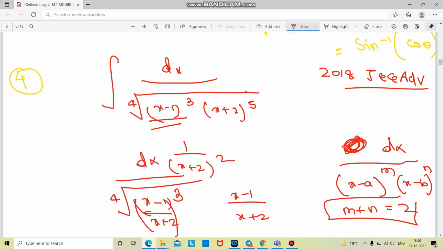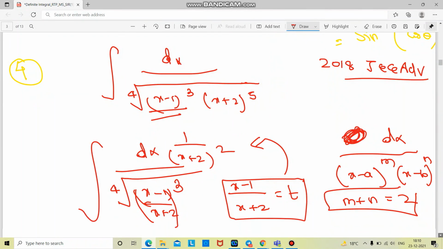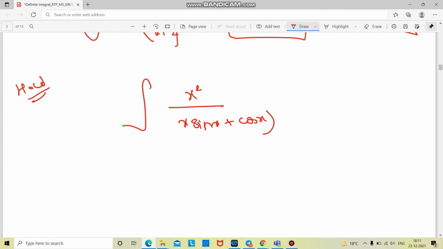Now we will put (x minus 1) by (x plus 2) equal to t. And now we can solve this question very easily. We will proceed to the next. This would be your homework. This is the integration of x squared by (x sin x plus cos x) whole squared dx.